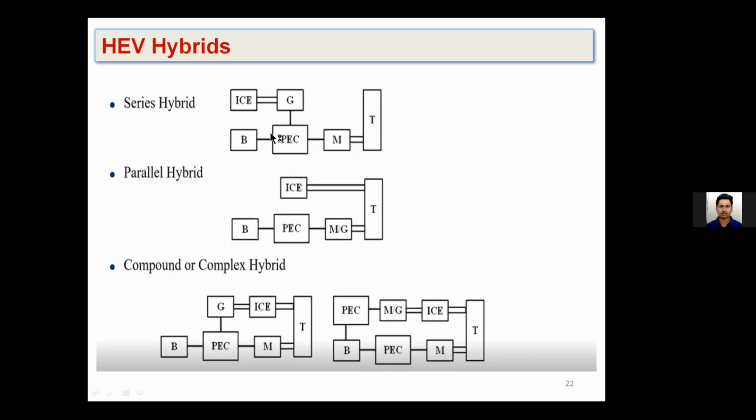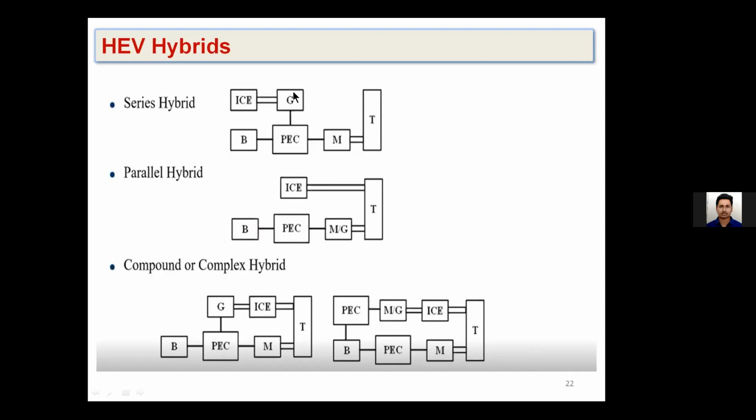Here they are connected in series fashion, where sometimes even the battery gets charged from this. Here you can consider it as a parallel connection. Parallel connection means the IC engine is directly connected to the transmission network, and here the battery, power electronic converter and the motor or generator unit. M represents the motor, so it's directly connected to the transmission. Both this part and this part operate independently, directly connected to the transmission. So we call this a parallel connection.